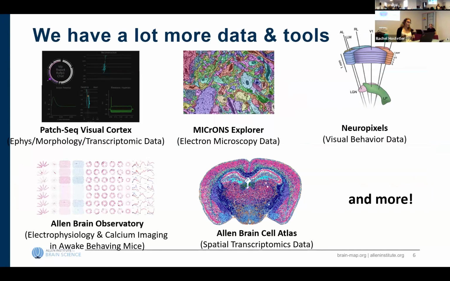We have a lot of patch-seq data and a lot of different viewers to view that patch-seq data. We have our MICrONS Explorer, which features our electron microscopy data. We have some other types of data, specifically from two-photon imaging, looking at two-photon calcium imaging and electrophysiology in awake behaving mice, which is through our Allen Brain Observatory. And we also have our newest atlas, which is the Allen Brain Cell Atlas, or the ABC Atlas, which features spatial transcriptomic data. And we have more tools as well on our website. And again, these are free to use. You don't need to log in to use any of these tools. You can just access them freely through your browser.